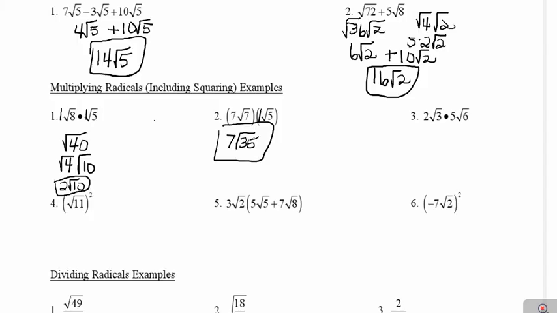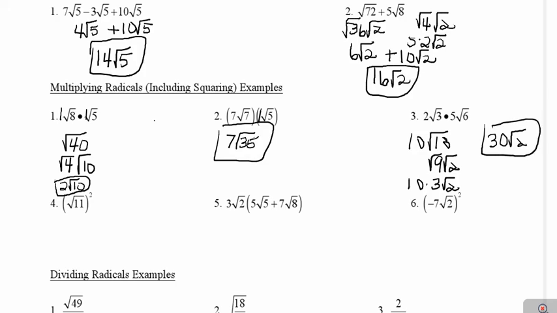In example 3, multiplying the outer numbers together, I get 10. Multiplying the inner numbers together, I get 18. Can I simplify the square root of 18? Yeah, 9 goes into 18, 9 times 2. And then I get 3 square root 2, but don't forget to bring the 10 down. You have to multiply 10 times 3, so the final simplified answer would be 30 square root 2.